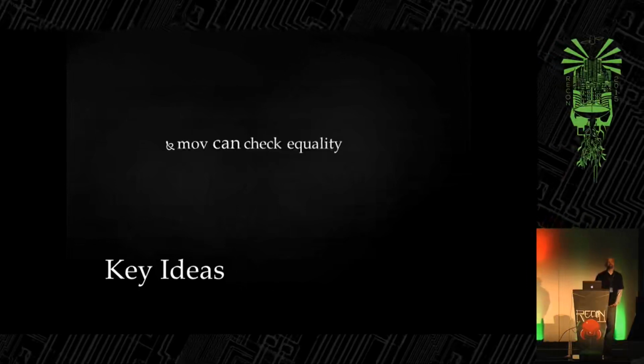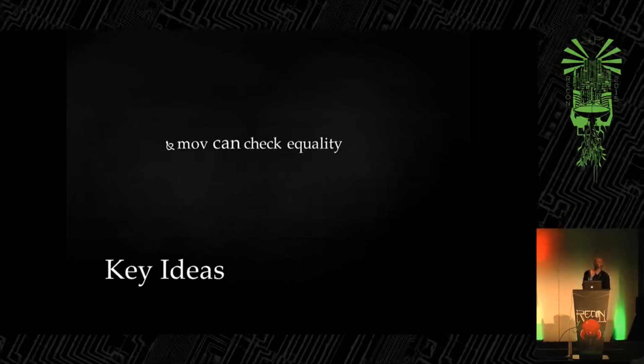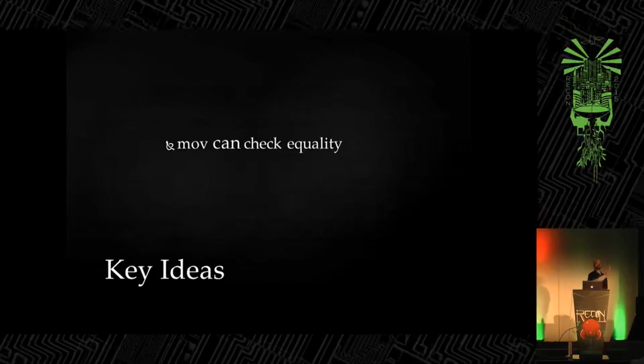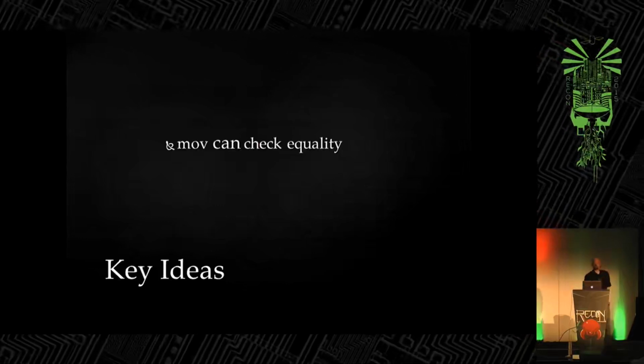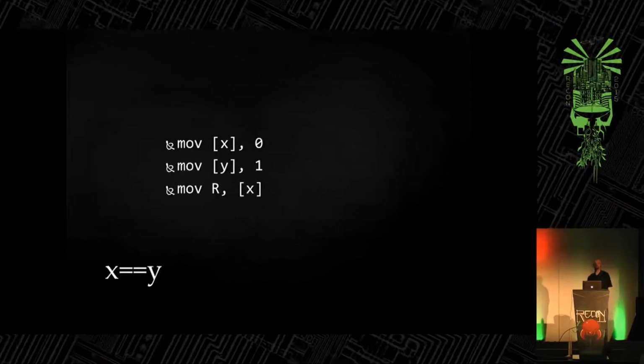Because like I said, his ideas are so far removed from any practical application that they're a little bit hard to use. But there were a few key ideas from his article that we can pretty quickly adapt. His first key idea was that move can check for equality. We don't need a comparison instruction because move can do it for us, and it's just this simple.